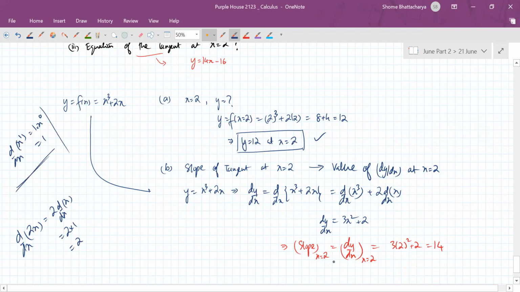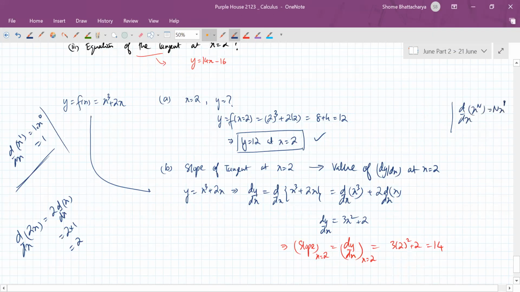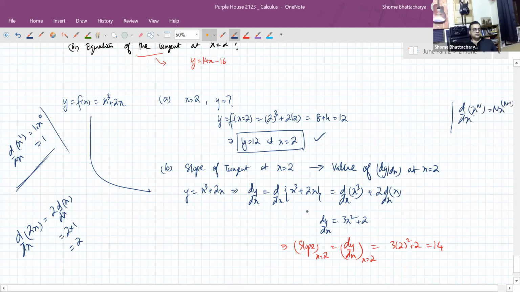And sir, in x cube how did you write 3x square? That also you can explain. But the x to the power n formula, you have to learn how to apply it. Okay, sir. You cannot keep forgetting that basic thing every time.